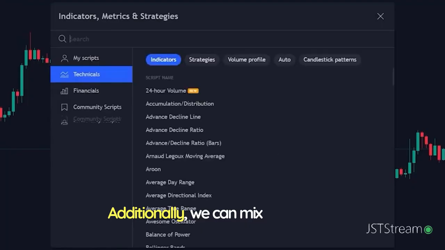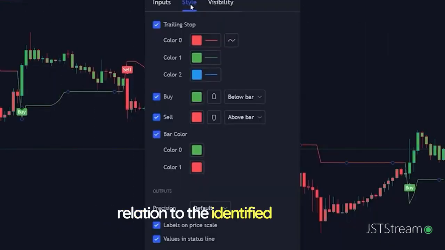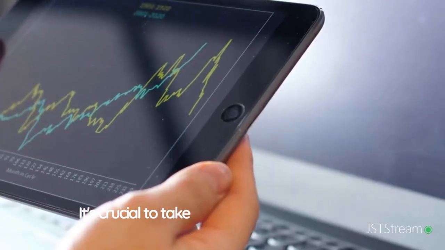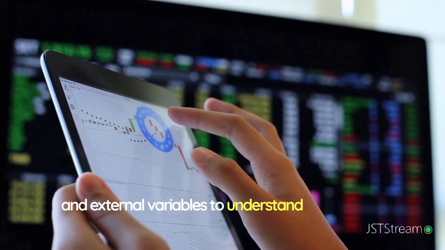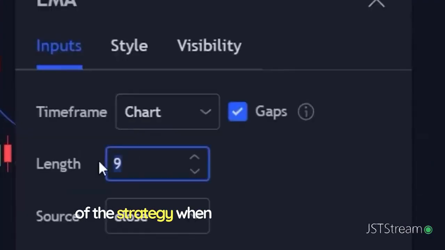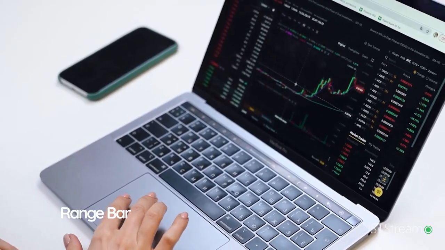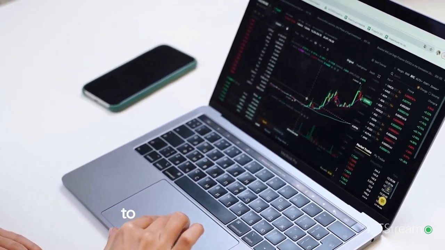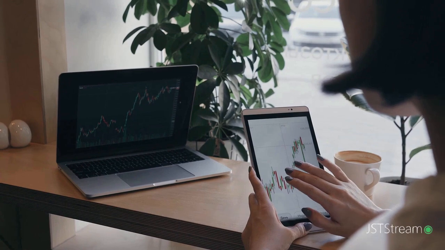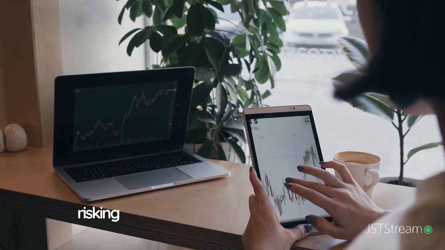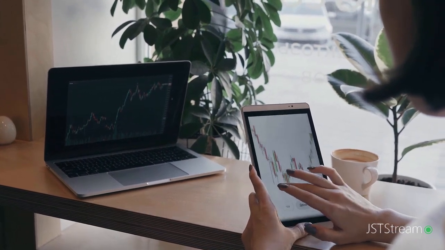Additionally, we can mix and match indicators, trading variables, and rules in relation to the identified pattern. It's crucial to take into account slippage, fees, and external variables to understand the working mechanism of the strategy when applied to real markets. Once the strategy is created, like the range bar strategy we've developed, it's essential to practice on a demo account. Demo trading provides a basic flow of how the strategy will work in the markets without risking any of your funds, allowing traders to fine-tune their approach and build confidence.